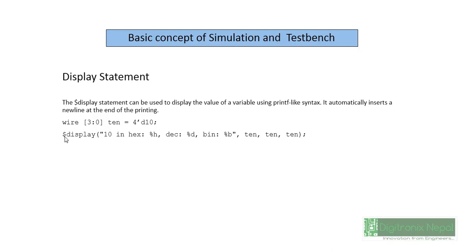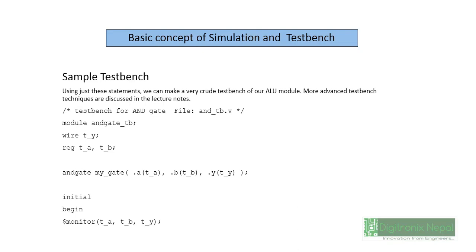So the display statement has been used here. We can see this $display represents the display of any line, so it will display this line. This line consists of some values of x in decimal, binary, and other formats. So here we have a very basic sample test bench. We are going to utilize this test bench for simulating an AND gate.